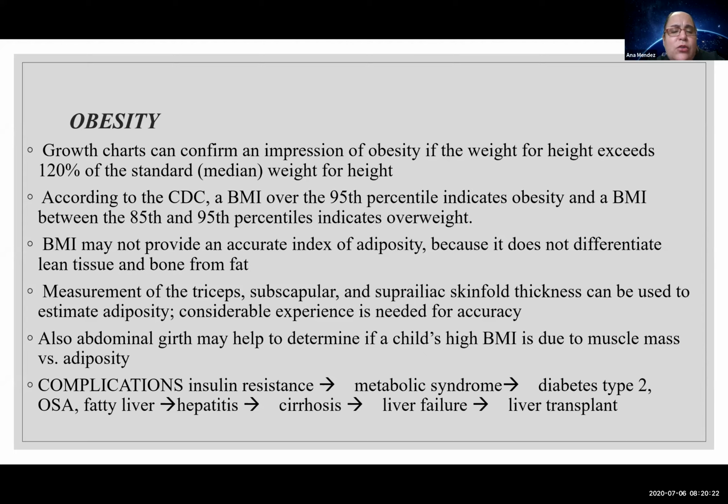Complications of obesity include insulin resistance, which can lead to metabolic syndrome, which can lead to type 2 diabetes, and other health complications like obstructive sleep apnea and fatty liver, which we see a lot in our clinic. Remember that fatty liver is really important to treat, because a fatty liver from obesity can progress to hepatitis, cirrhosis, liver failure, and need of a liver transplant. I've heard many times that in the next few decades, the number one cause of liver transplant in people in their 30s would be this entity secondary to obesity.